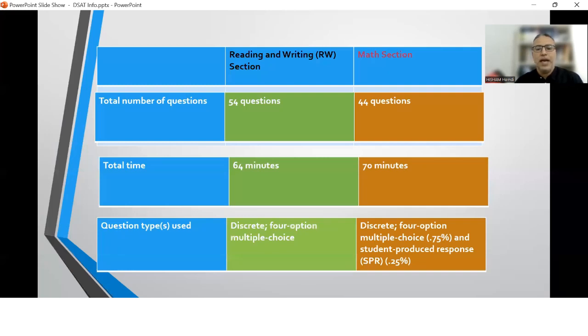Question type. I'm a math teacher, so I'm going to give you more about the math, but in English, you can see that all the questions are multiple choice. But in math, 75% of the questions are multiple choice, and 25% are free response, or what we used to call grid questions. Again, in English, all the questions are multiple choice. But in math, 75% of the questions are going to be multiple choice, but 25% of them are going to be free response.